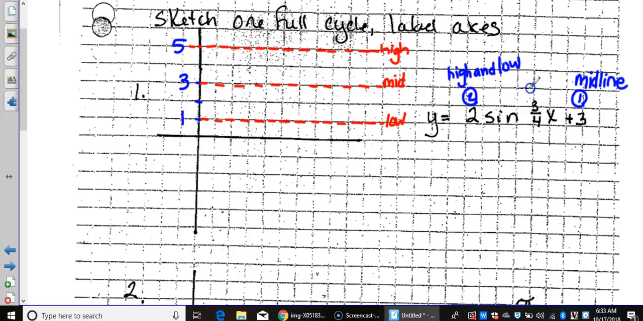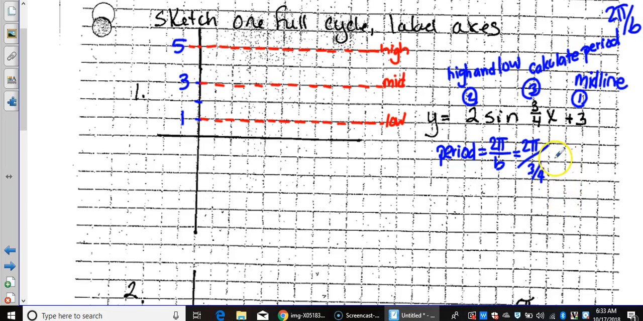Last but not least, we will use B to calculate period, 2 pi over B. So let's do that together. I know period is 2 pi divided by B. What's B for this graph? Or excuse me, this equation. It says 3/4. So we're going to do 2 pi divided by 3/4.